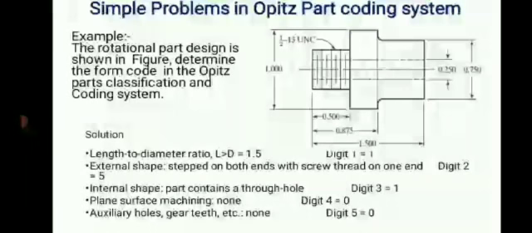Take the first part. What is given? The length to diameter ratio. Length to diameter ratio L by D is equal to 1.5. How much length is given in the diagram? Length is 1.5 and diameter D is 1. So 1.5 by 1 is equal to, what is the answer? That is 1.5. Now we go to the form code tabulation.